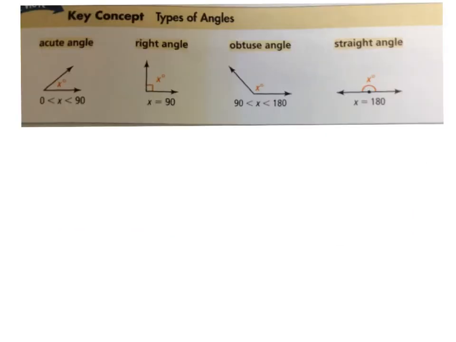We can quickly look at the different types of angles. We have acute angles. Acute angles are angles that are less than 90 degrees, from 0 to 90 degrees. Right angles are angles that are exactly equal to 90 degrees. Obtuse angles are larger than right angles. They're from 90 degrees all the way to 180 degrees, but not at 180 degrees. Once we get to 180 degrees, we have what's called a straight angle, which looks like a line.